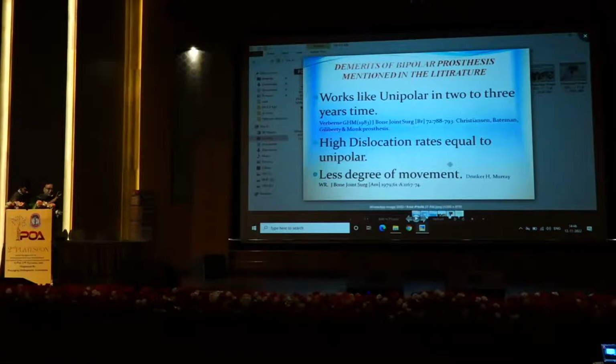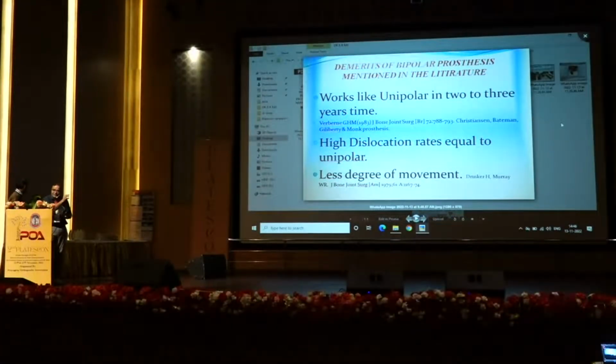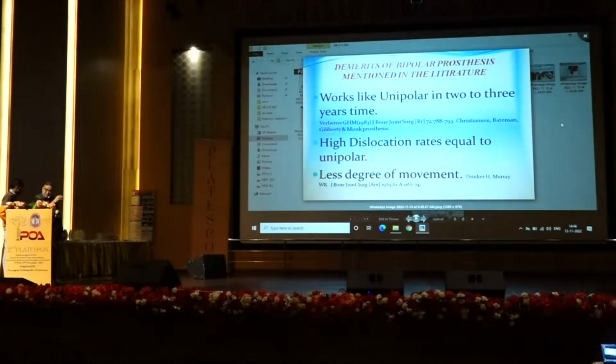So sir, we know this fact that it works like a unipolar in 2 to 3 years' time. High dislocation rates, equal to or less than the unipolar, because of the designs and all.